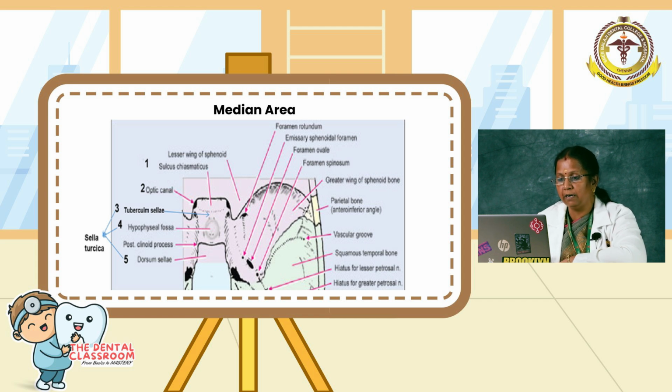The 2 roots of the lesser wing, when articulating with the sphenoid bone, form this foramen, the optic canal, which leads from the cranial cavity into the orbital cavity. The next ridge, which separates the sulcus chiasmaticus and the hypophyseal fossa, is the tuberculum sellae. Behind the tuberculum sellae is a small depression called the hypophyseal fossa or pituitary fossa. Still more behind is the dorsum sellae along with the posterior clinoid process. The tuberculum sellae, the hypophyseal fossa and the dorsum sellae together we call the sella turcica.